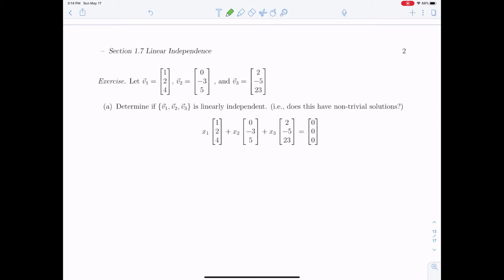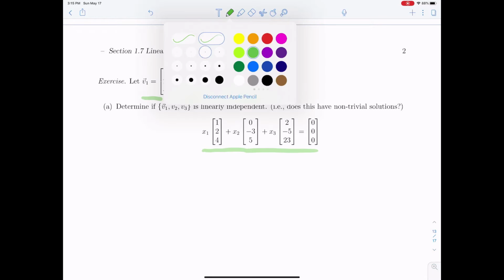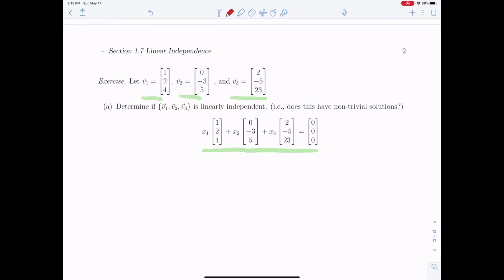This exercise asks us to determine whether the given vectors v1, v2, and v3 are linearly independent, which means we have to check whether the following vector equation has non-trivial solutions. So how do we begin with this problem? When it comes to finding the solution set, it is easier to think about forming an augmented matrix.